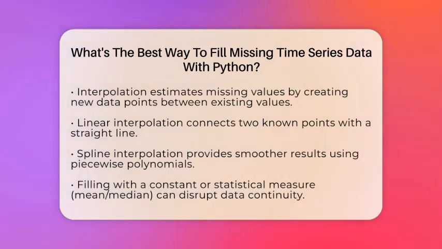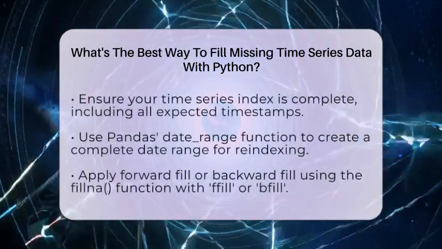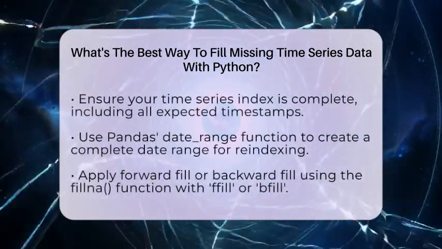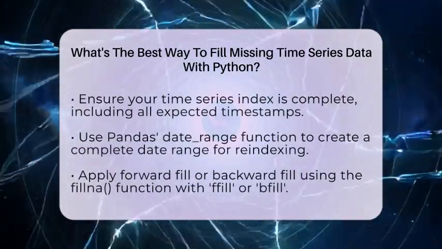First, ensure your time series index is complete. This means it should include all expected timestamps, even if some data is missing. You can create a complete date range using the Pandas date_range function and then reindex your data accordingly. To apply forward fill or backward fill, you can use the fillna function with the method parameter set to ffill for forward fill or bfill for backward fill.